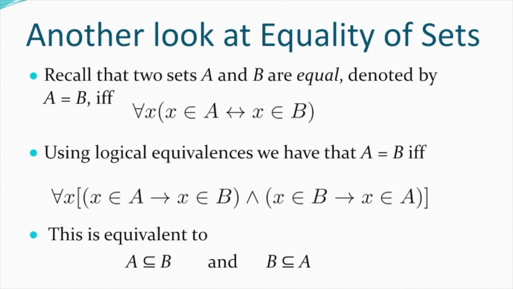Now if you do this, using the same logical equivalence law for the subset relationship, you end up with an AND relationship. So here you have to satisfy the condition that if X is an element of A, then X is an element of B, and also if X is an element of B, then X is an element of A.